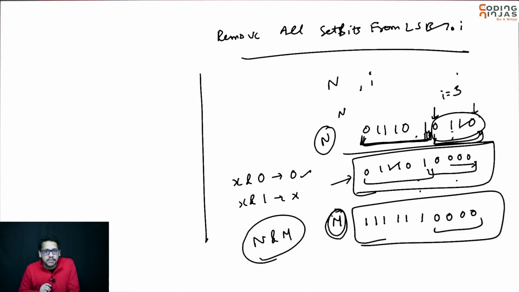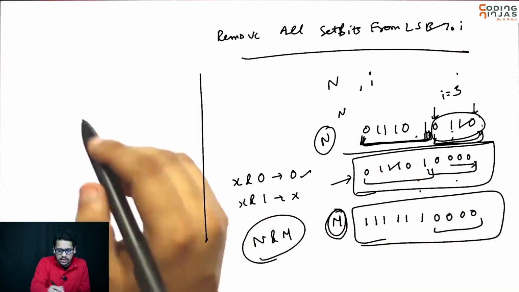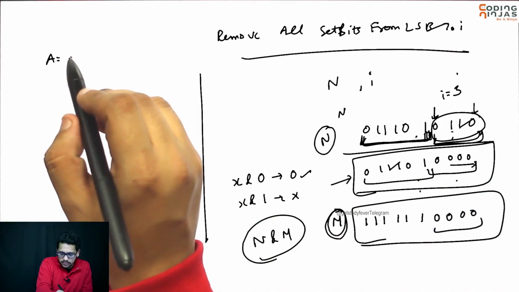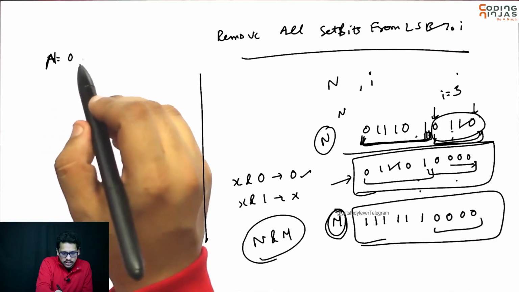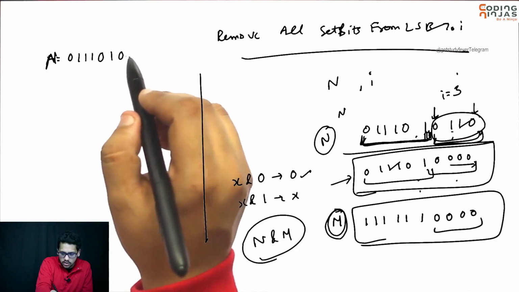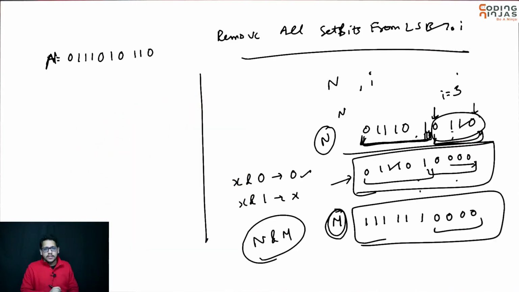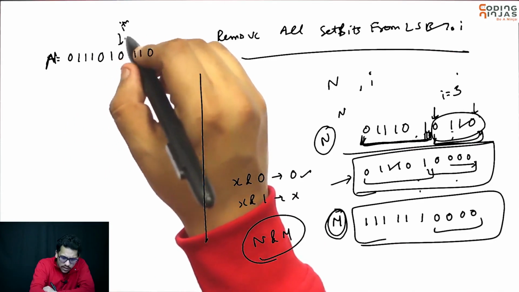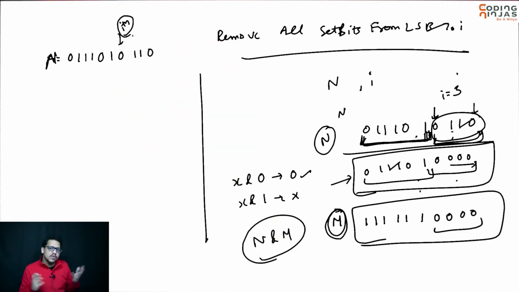Now how will I get this mask? I will get this mask using this only. A is equal to what? Let's say n is this, 0 1 1 1 0 1 0 1 1 0, something like this. Okay, now this is my ith bit. How will I get that? What is the ith bit? How will I get that? You have done already the check ith bit question.